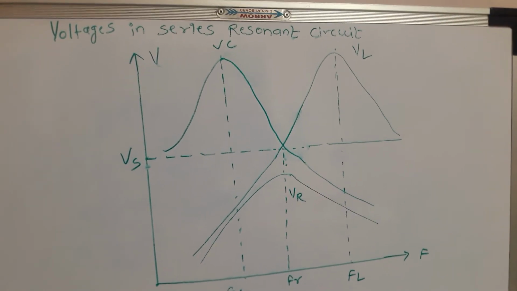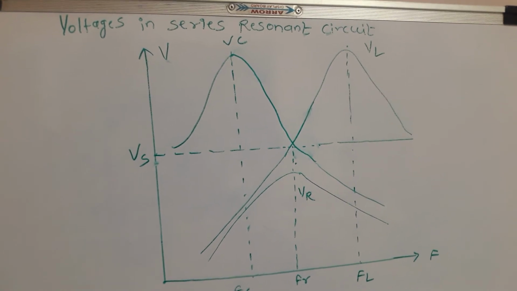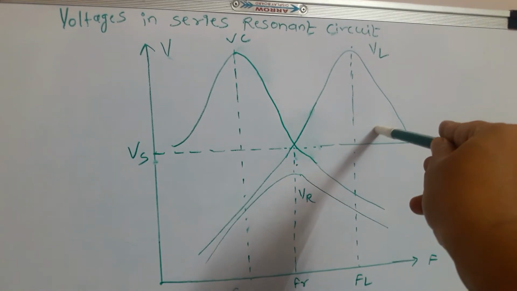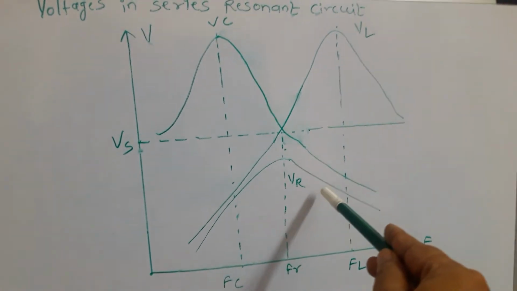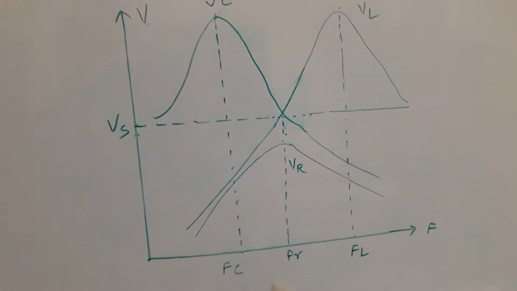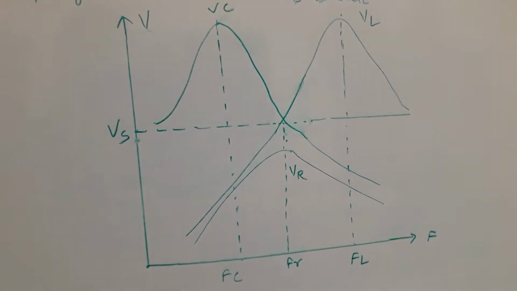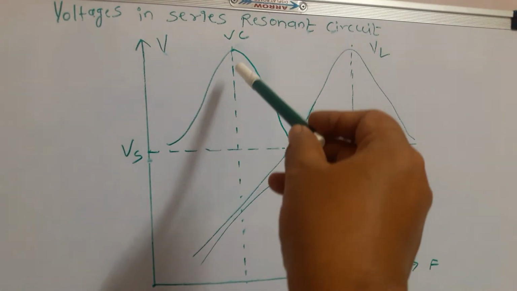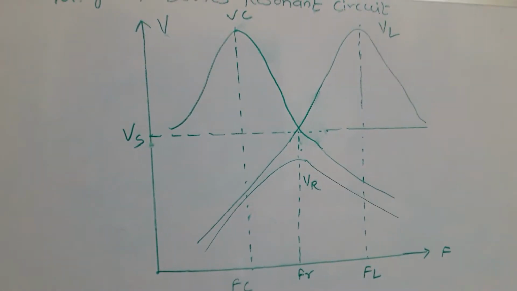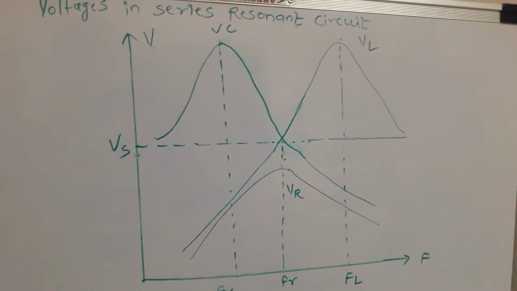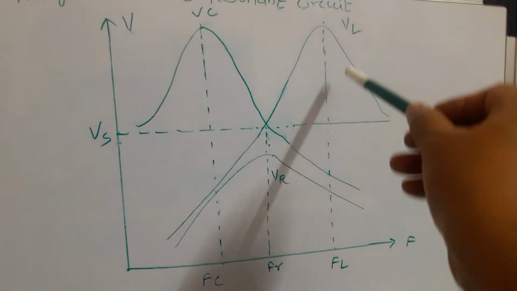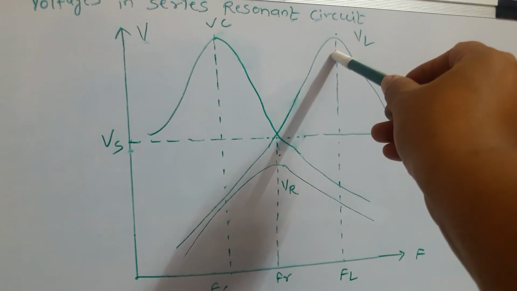This entire relationship is shown in the diagram. Vc is nothing but the voltage across the capacitor, VL is the voltage across the inductor and VR is the voltage across the resistance. VR reaches its maximum value at resonance frequency. The frequency point at which capacitor voltage is maximum is Fc. We can derive this relation, and FL is the frequency where the voltage across the inductor reaches its maximum value.